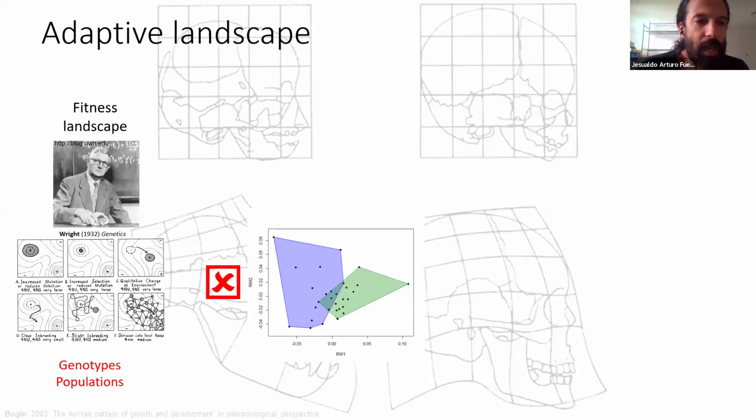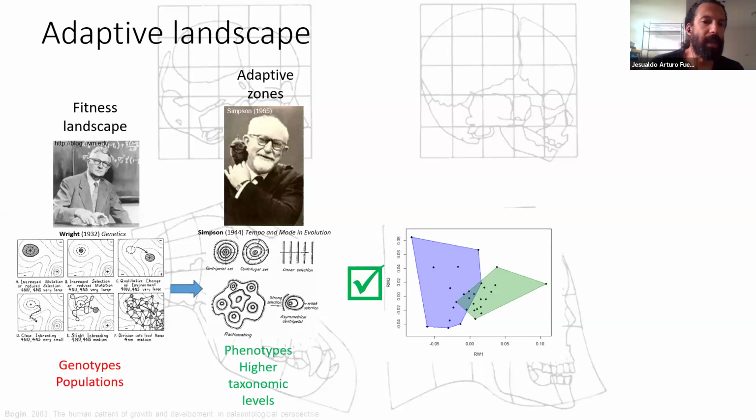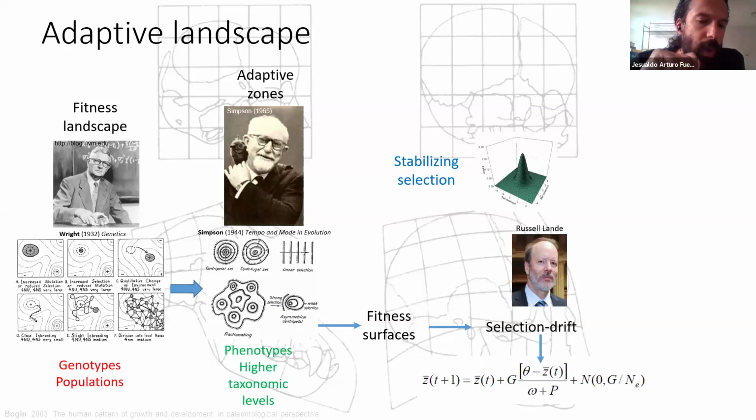The issue is that it is not really helpful to study the morphospace because it's very focused on genotypes and populations. But later on, Simpson expanded the same idea for phenotypes and higher taxonomic levels, which applies better for the morphospace. Simpson inspired several lines of work, but I'm going to focus on two.